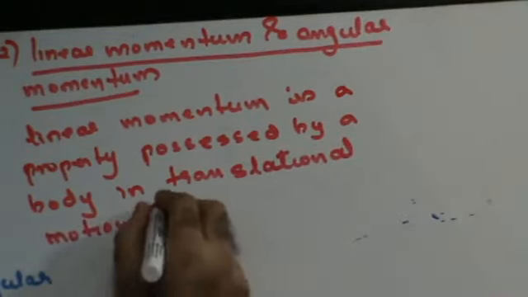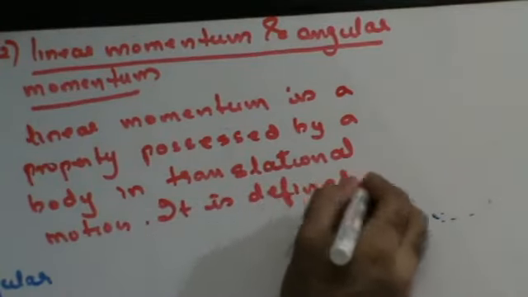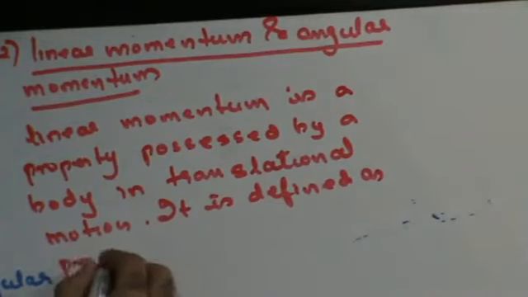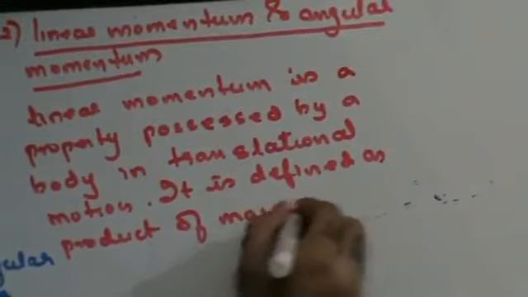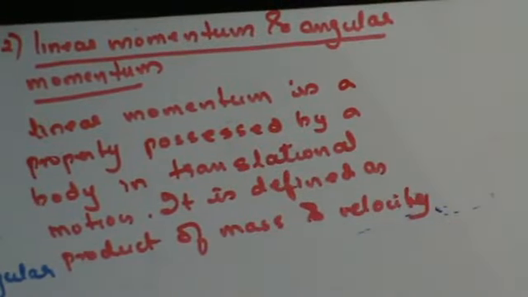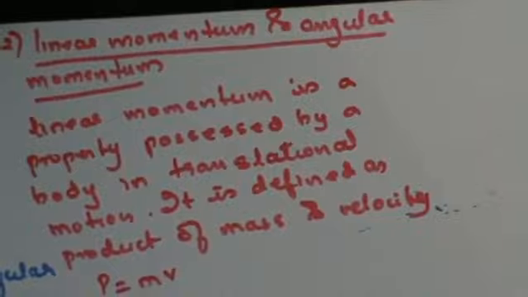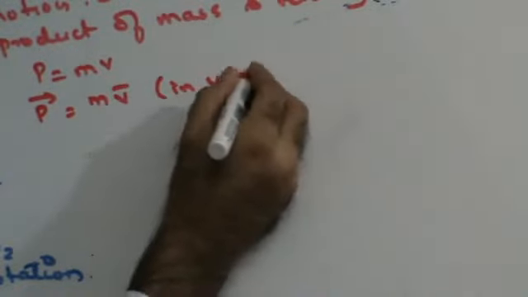Right? It is defined as product of mass and velocity. Thus I can say that linear momentum P is mv. As a vector form, it is nothing but P vector is equal to m into v vector. This is in vector form.